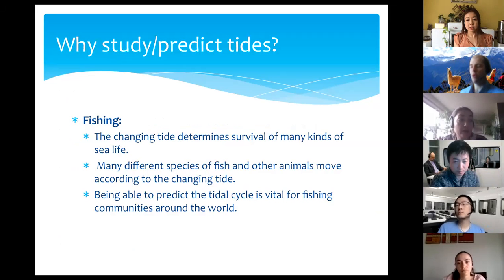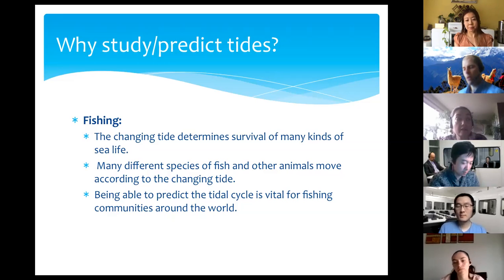Sea creatures that live on or near the shore depend on the changing tide for their survival. Many different species of fish and other animals move according to the changing tide. And so being able to predict the tidal cycle is vital for fishing communities around the world.